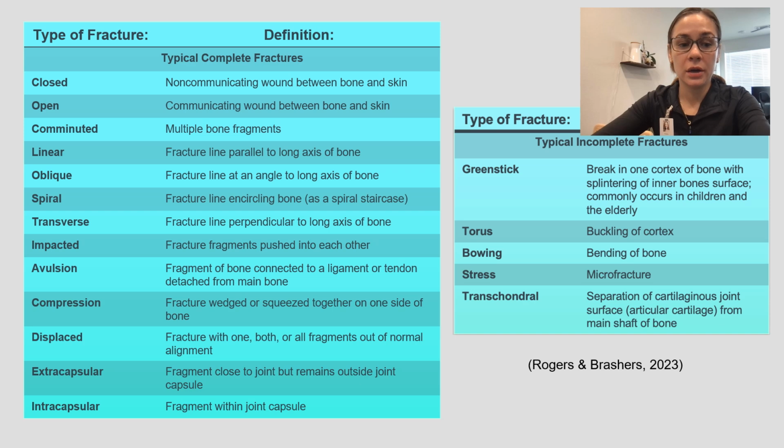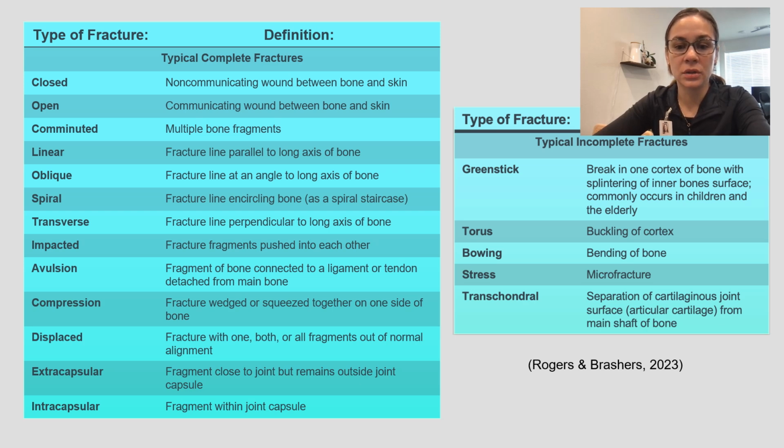Here are two charts describing the different types of fracture. For typical complete fracture, you have closed, which is a non-communicating wound between bone and skin. Open, which is a communicating wound between bone and skin. Comminuted, which involves multiple bone fragments. Linear, which is a fracture line parallel to the long axis of the bone. Oblique, which is a fracture line at an angle to the long axis of the bone.